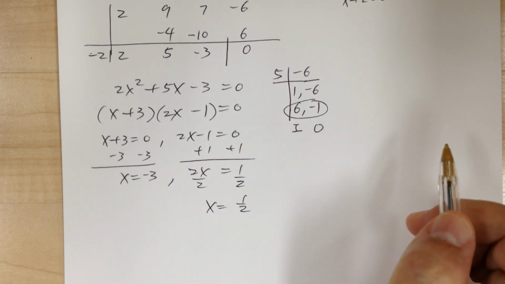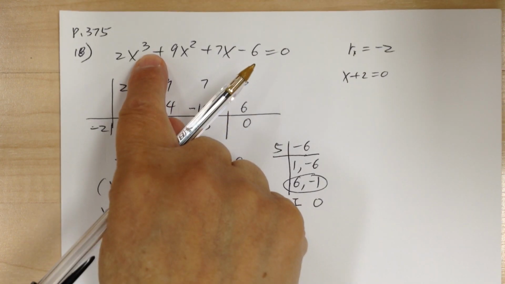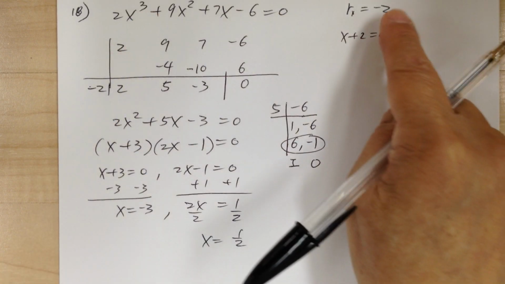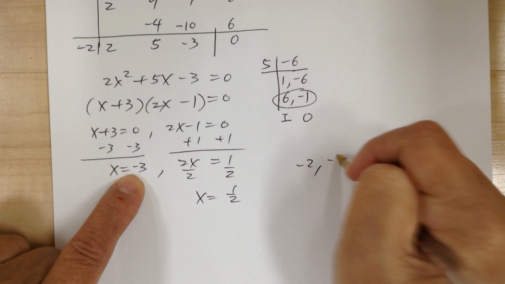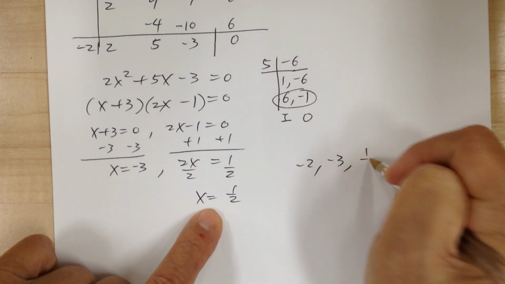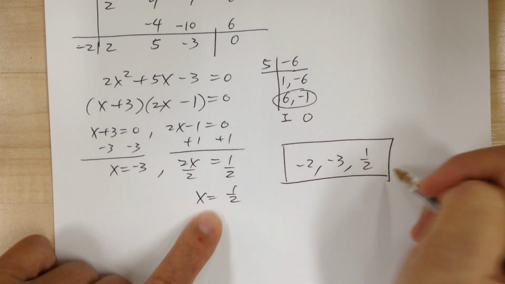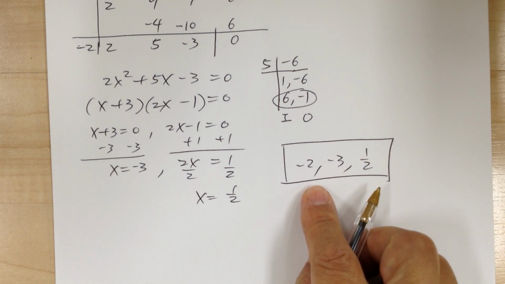Okay, so the 3 answers. Again, this is the cubic equation, so you're going to get 3 answers. They already give you one of them. So the other 2 you're going to get would be -3 and 1/2. Okay, so those are the 3 answers you're going to get.